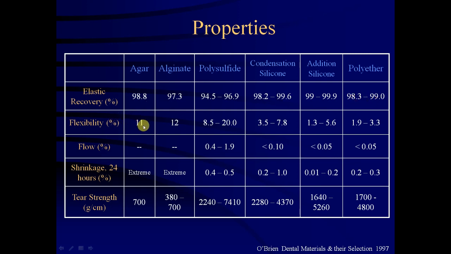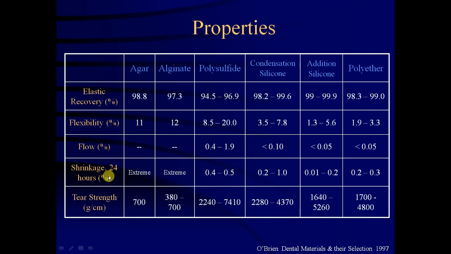Flexibility: 11% for agar, alginate 12%, polysulfide 8.5 to 20%, condensation silicone 3.5 to 7.8%, addition silicone 1.3 to 5.6%, polyether 1.9 to 3.3%. Flow: it is negligible for agar. Polysulfide 0.4 to 1.9%, condensation silicone is less than 10%, addition silicone is 0.5%, and polyether is also 0.05%.